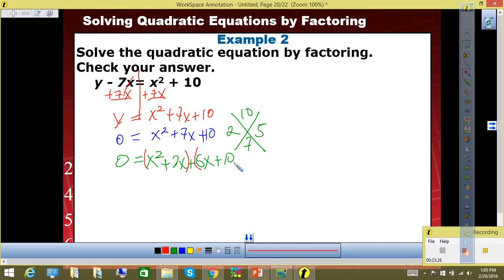So let's group these 2 and these 2. What is our GCF for these 2? X. We're left with x plus 2. The GCF for these 2 is 5, and then we're left with x plus 2. All that equals 0. Therefore, our new equation is 0 equals x plus 2 times x plus 5. What do I do from there?